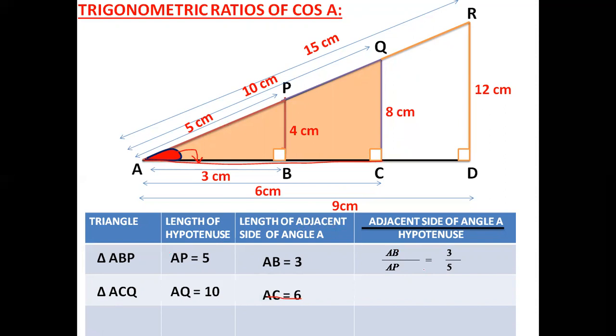Now adjacent side by hypotenuse. Here, what is the adjacent side? That is AC by AQ. So here you have to write AC by AQ is equal to 6 by 10. Okay. Adjacent side by hypotenuse AC by AQ, that is equal 6 by 10. So here now you take another right angle triangle, old triangle, that is triangle ADR, right angle triangle ADR.